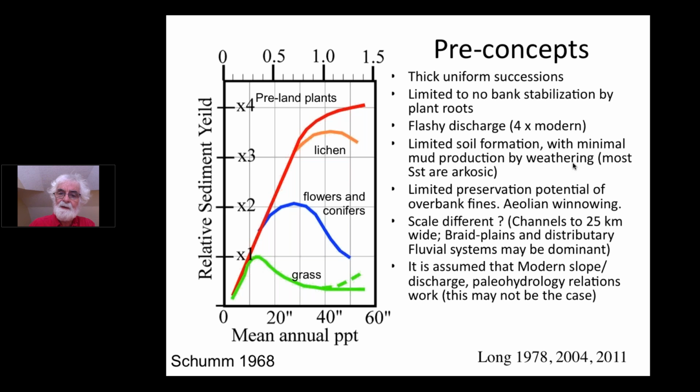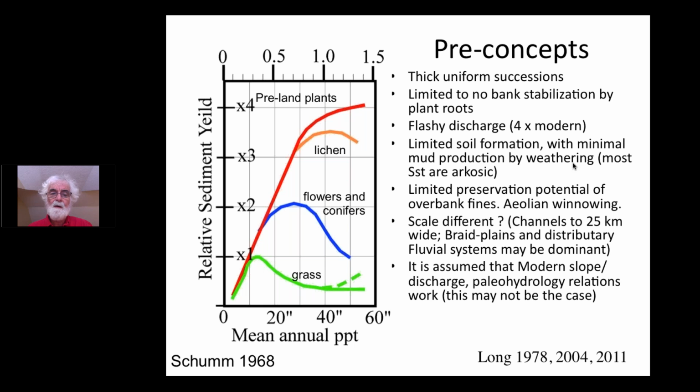Another thing that we have to consider is preservation potential, particularly of overbank fines, which tend to be blown away. If you stand on a modern sand plain, you'll probably get a lot of dust in your face. So there's aeolian winnowing. It takes the mud out of the system, blows it away, and it gets fixed in shallow marine systems. So there's that problem too.